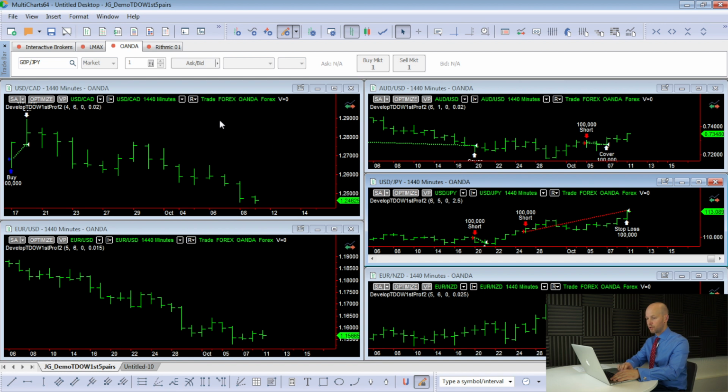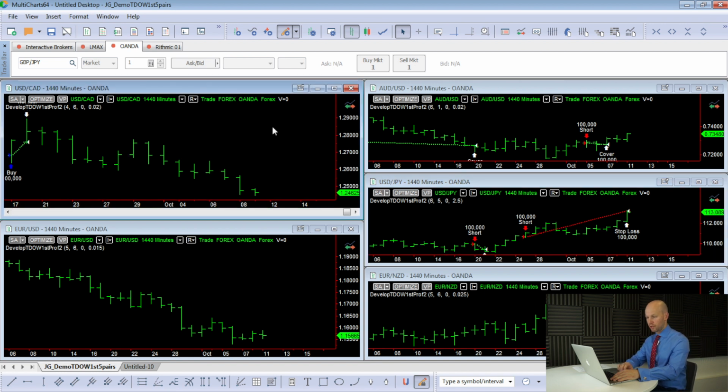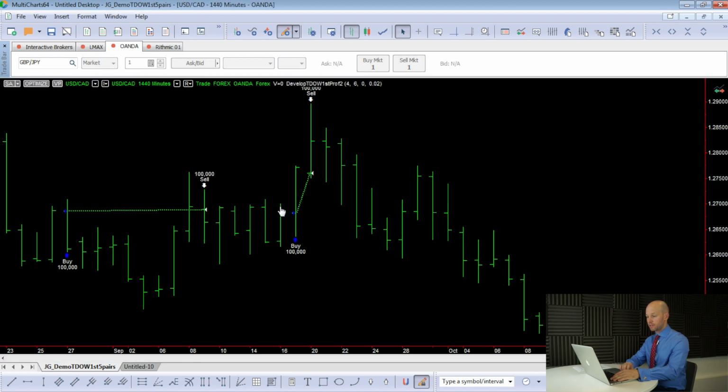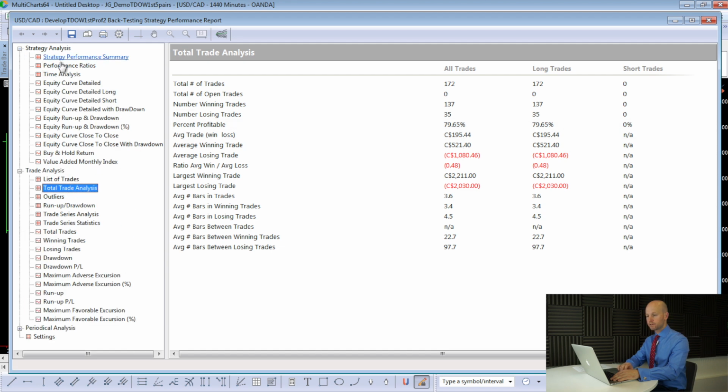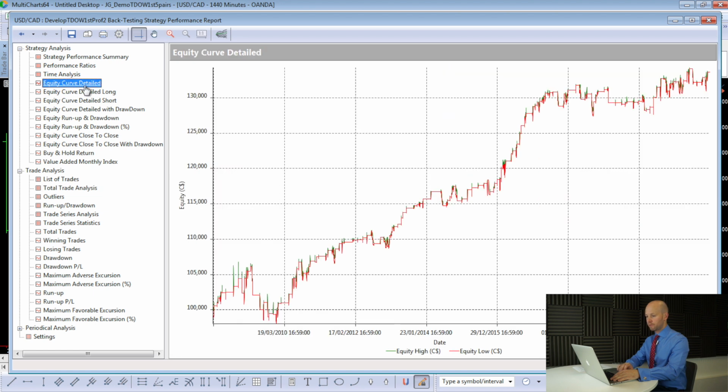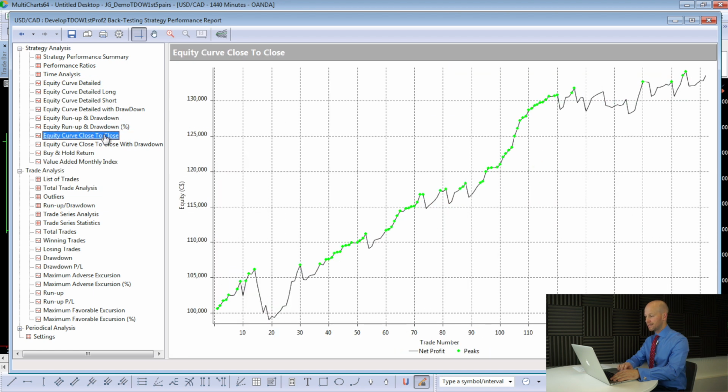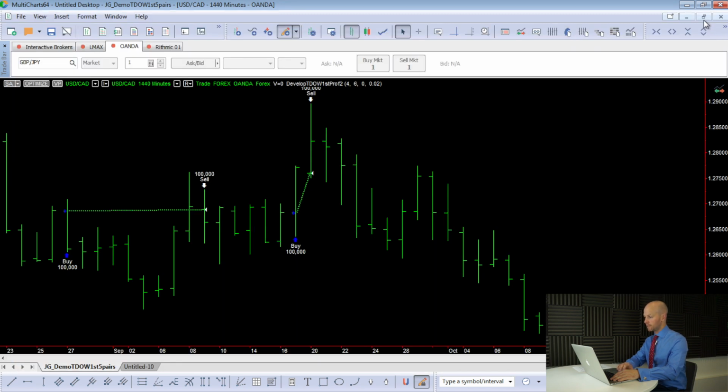Let's look at US dollar, Canadian dollar, which we just looked at, and we know that it's a long only strategy. We're going long on a Thursday and we're using a 200 pip stop loss. This one is 79.6% profitable, average trade of 195 Canadian dollars, and the equity curve looks a little like that. So consistent behavior throughout that almost 14 years of data.